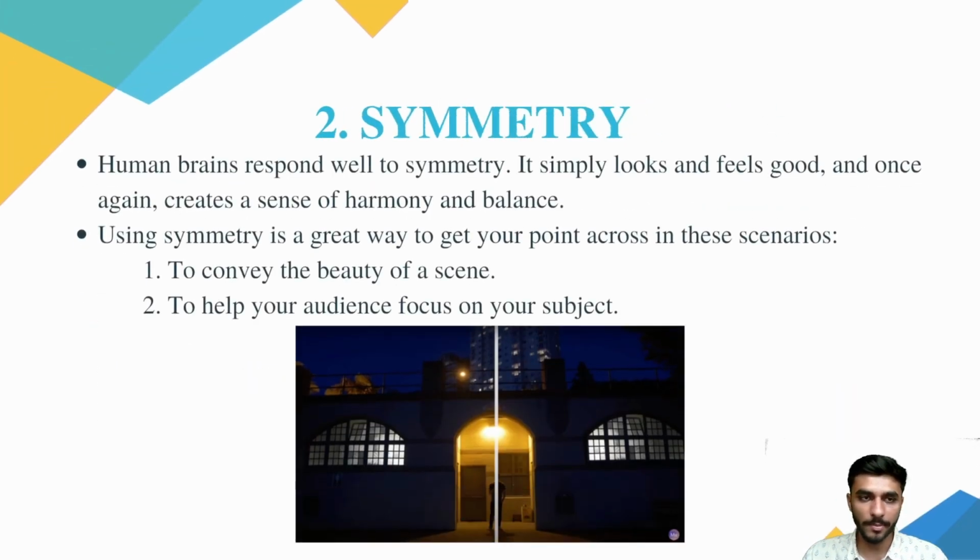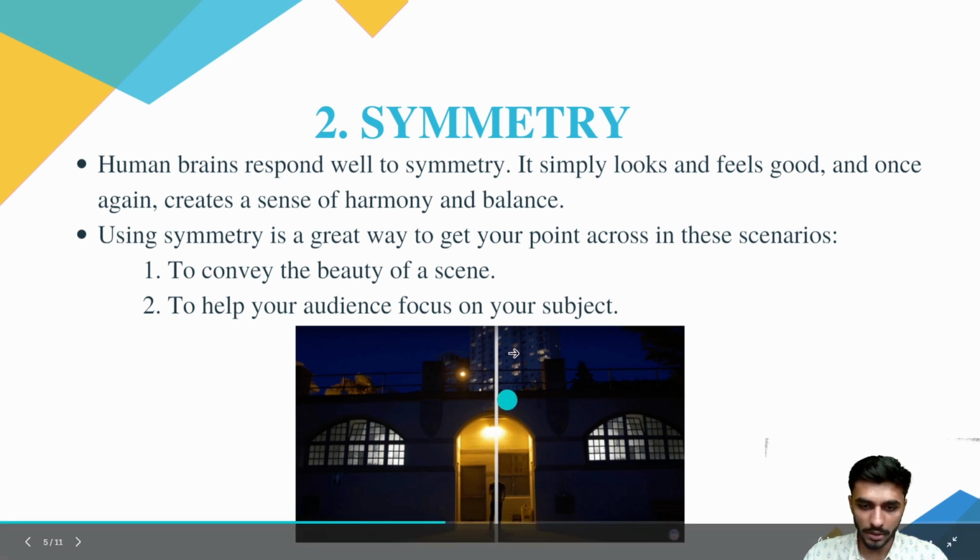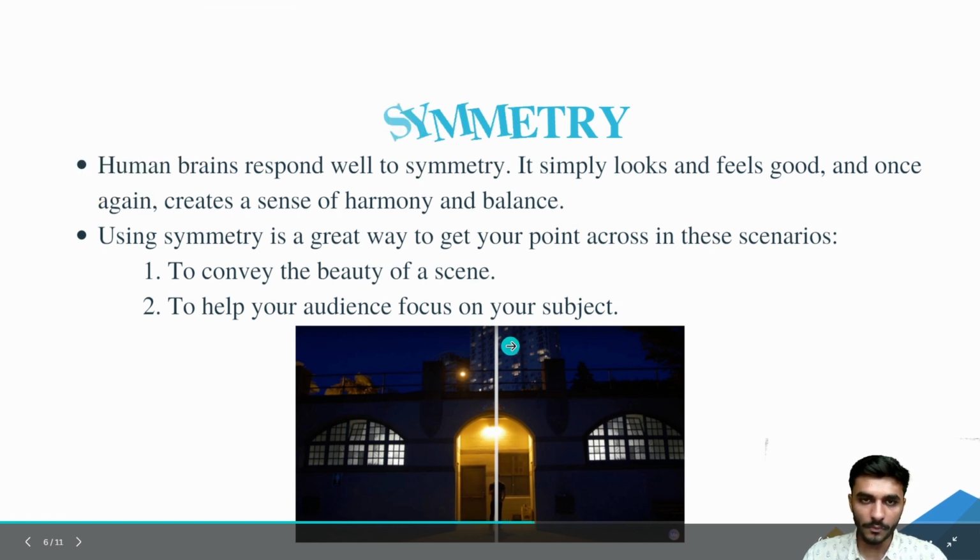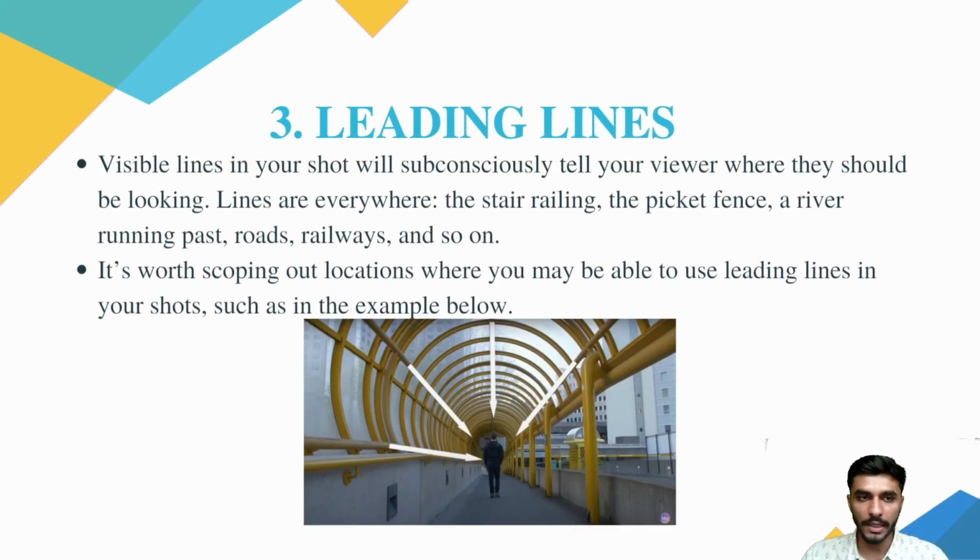The next principle is symmetry. Human brains respond well to symmetry. It simply looks and feels good and once again creates a sense of harmony and balance. Using symmetry is a great way to convey the beauty of a scene and to help your audience focus on the subject. You can see here this is a symmetrical photo, as the photo can be divided into equal halves from the object.